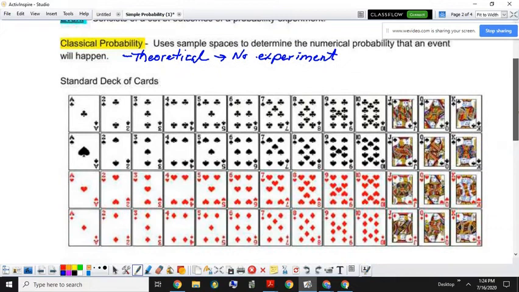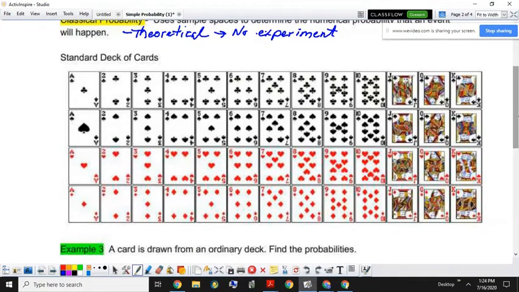This is a standard deck of cards. For those of you that do not know what a standard deck of cards looks like, there are 52 cards. These are clubs, spades, hearts, and diamonds. I strongly suggest going to YouTube or Wikipedia and learning a basic deck of cards. You're going to have that throughout the chapter. You need to know what a basic deck of cards is and what numbers are there.